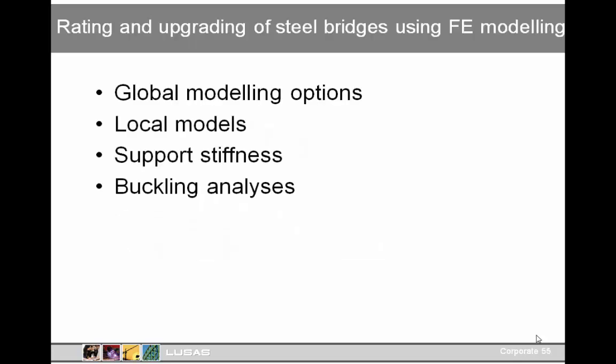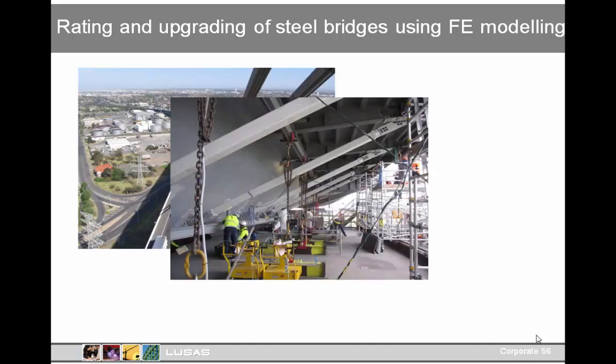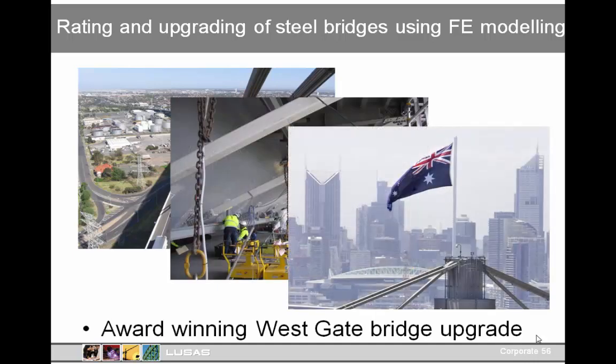I've talked about a range of modelling options, including global and local models, the importance of supports, and in some detail about buckling analysis in the context of rating and upgrade work. With its extra lanes and 574 extra props and all that analysis, global models, local models, buckling models, and so on, the Westgate Bridge upgrade won the top title at the National Civil Contractors Federation Earth Awards for projects over $75 million and the Australian Engineering Excellence Award in 2011.